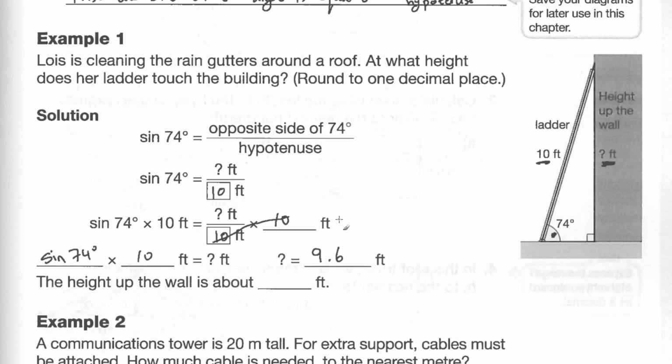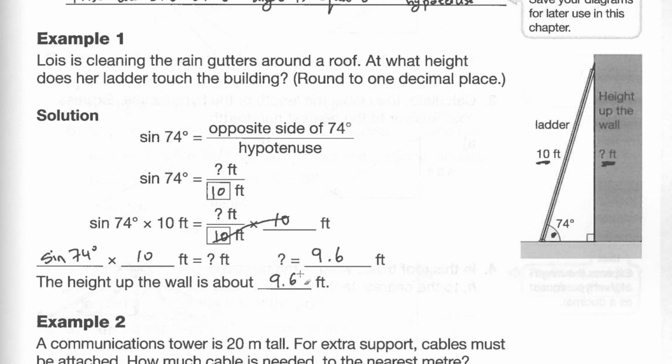Now, if you got the answer instead 0, that means you didn't close your bracket. You need to close a bracket. So when you push sine 74, if there's a bracket there, close that bracket and then multiply by 10. Or you could always just do the opposite. You go 10 times sine 74, and that'll always work too. Either way, you should get the answer of 9.6 feet.